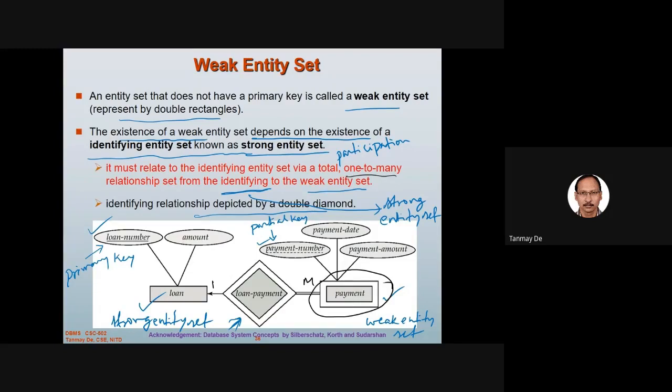One to many relationship set from the identifying to the weak entity set. There is some mistake there. Maybe this side it may be one to many or one to one is also possible. Okay, but the main fact is that the arrow key is reflected here on the opposite side, that is this side. Okay, just I can think about that. The particular loan has a payment. Yes.